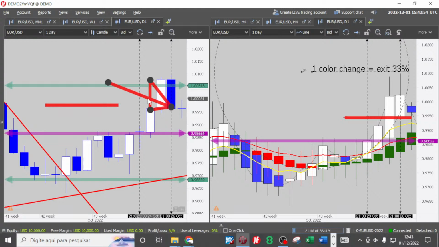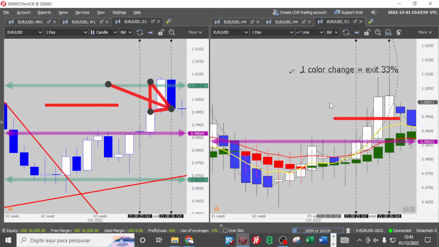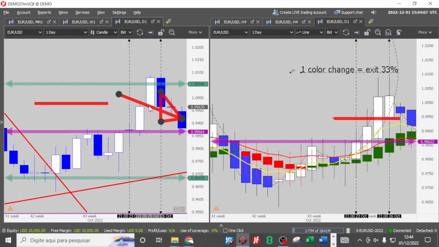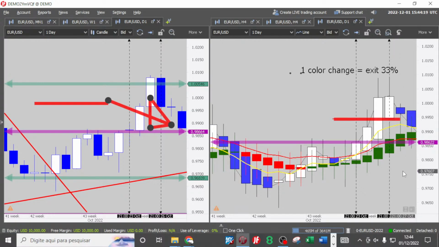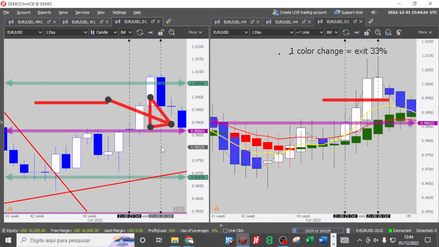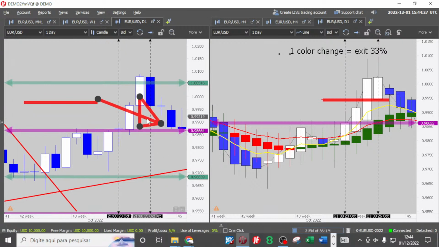We are obeying the system. One color change, we are out 33%. What happened next? We are staying in the trade, everybody. Next candle was down. So the market ate our profits, right? This was the entry, and Gianpaolo is smiling. We are still in the trade, 66%. Only one color changed. What happens next? Again, the market goes against us. We are now losing. We are still in the trade, 66%.